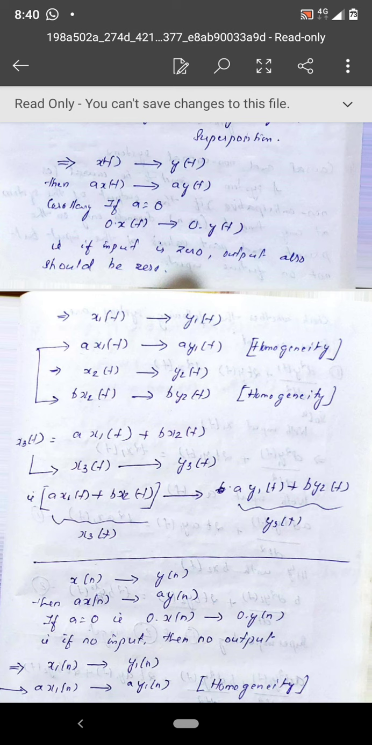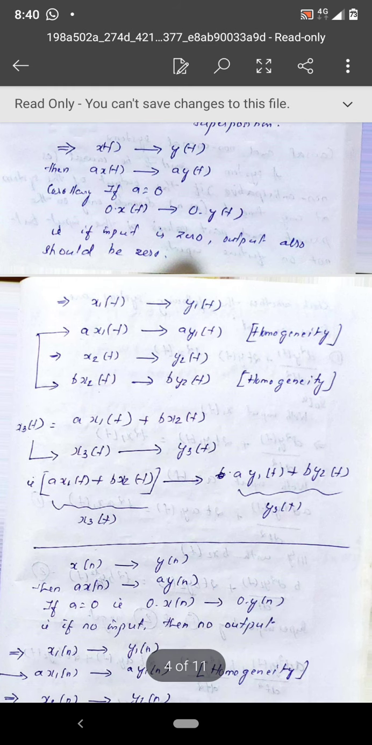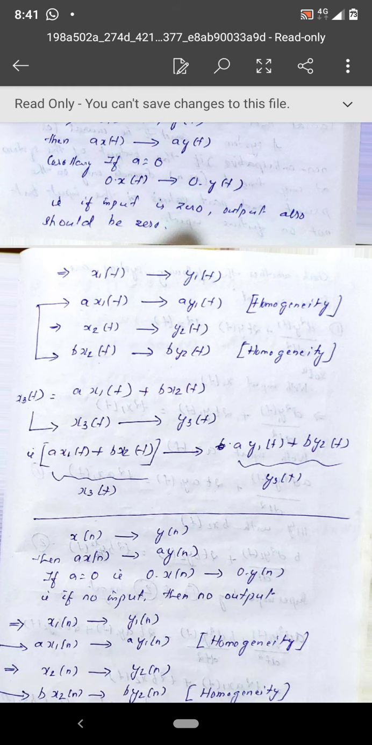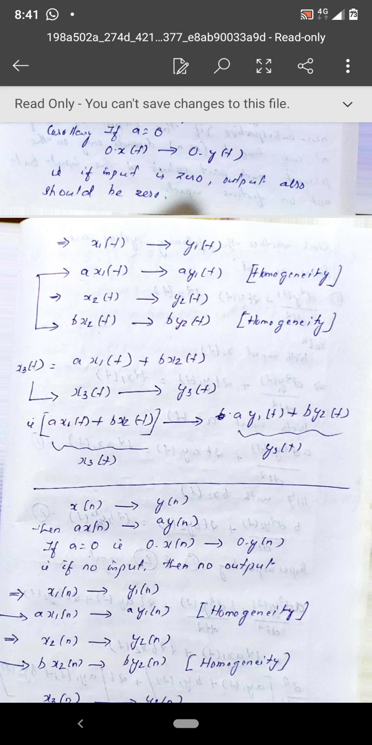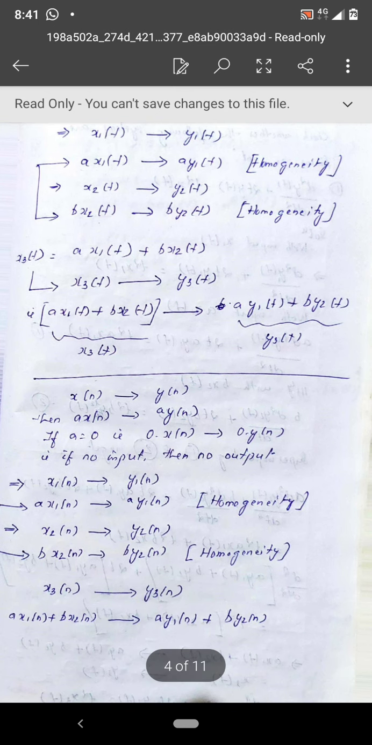Now these two inputs, a x1 of t and b x2 of t, if I superimpose or add them, I get a new signal x3 of t. If that is applied to the same system, I should get a new output y3 of t. So if I apply a x1 of t plus b x2 of t, that is x3 of t, that should lead to a y1 of t plus b y2 of t, the new response y3 of t. That is the superposition principle. So for a system to be linear, these two principles should be obeyed. In the same way you can describe the same thing for a discrete time system. Just go through that. Here again you are verifying homogeneity as well as the principle of superposition.